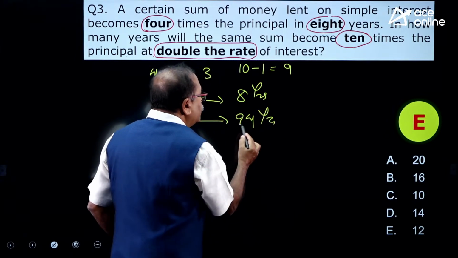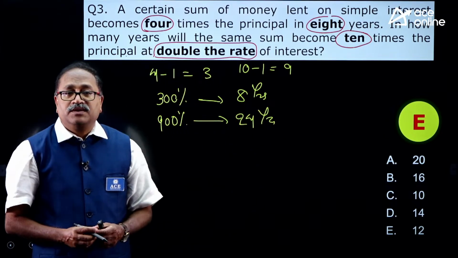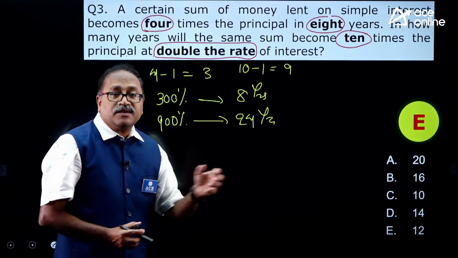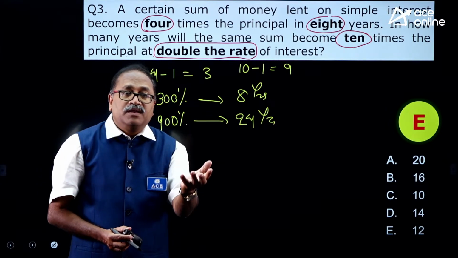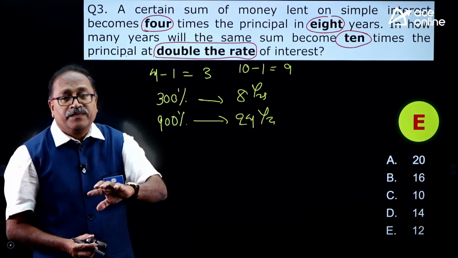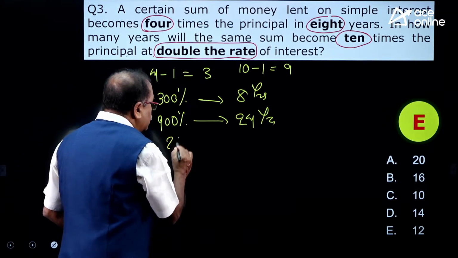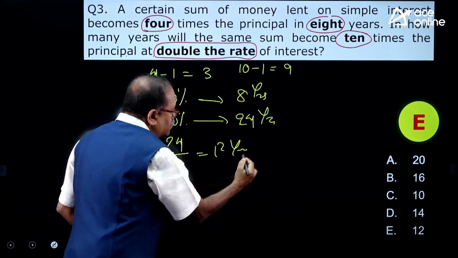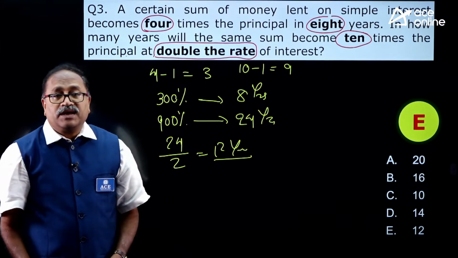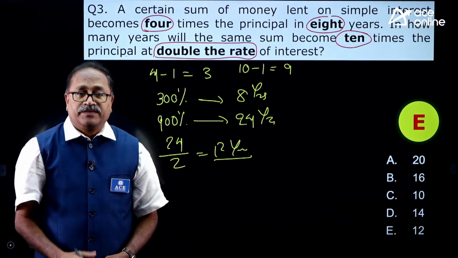24 years. Why did we not give 24 years as the answer? Because in the second case the rate becomes double. If the rate becomes double, the time will become half. So the time will be 24 by 2, which is 12 years. That's your right answer, my dear friends. Well done.